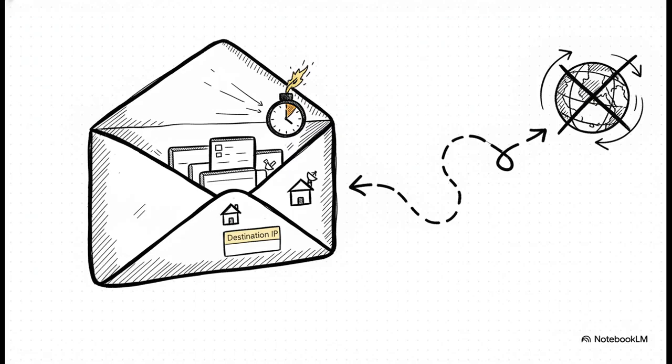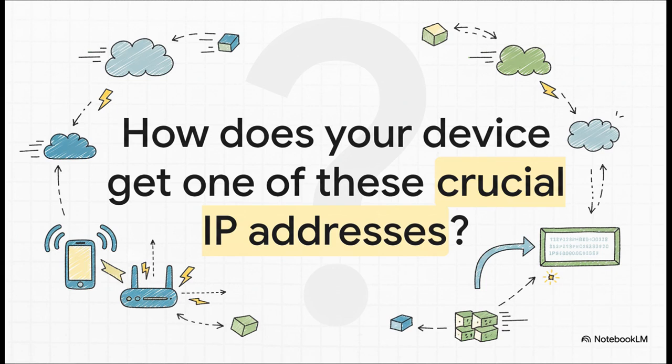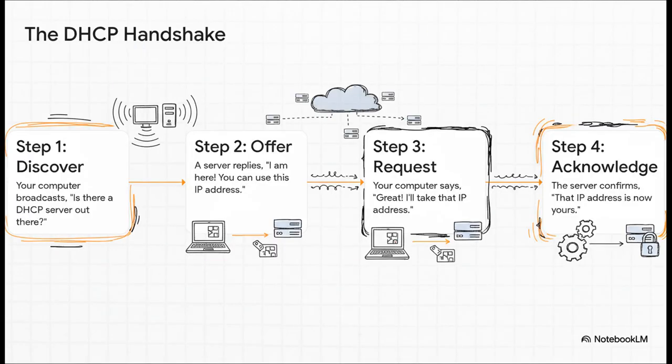Pretty smart, right? So a question probably just popped into your head. How do you even get one of these IP addresses? I mean, you don't type one in every time you connect to a new Wi-Fi network. And you're absolutely right. It all happens automatically, behind the scenes, in a split second. It happens through this super quick 4-step chat called the Dynamic Host Configuration Protocol, or DHCP.